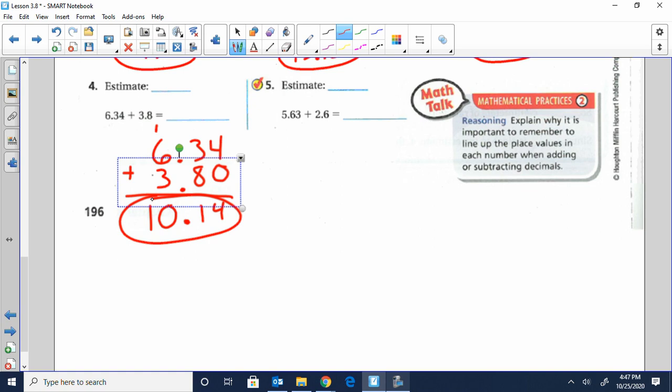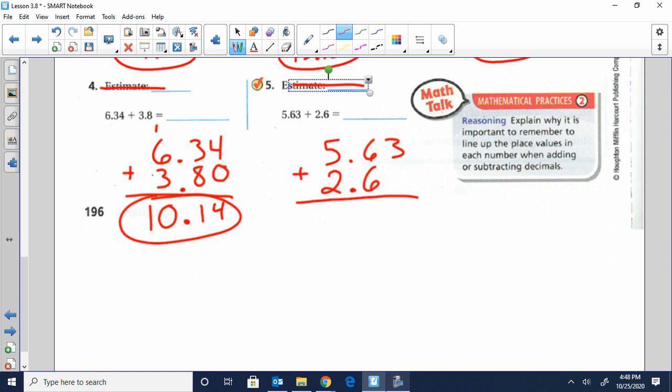Question number 5. Again, we're not going to estimate. We're going to put 5 and 63 hundredths down. We're going to then put 2 and 6 tenths, but we're going to make sure that our decimal points are lined up so that our ones place and our tenths place match. We then will add a 0 in the hundredths place and make it 2 and 60 hundredths.